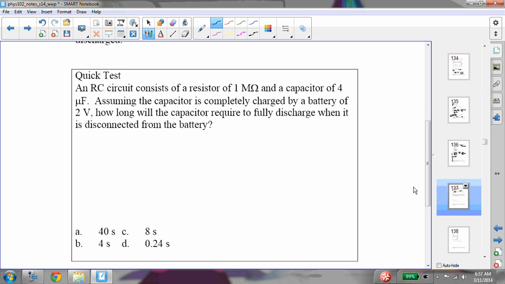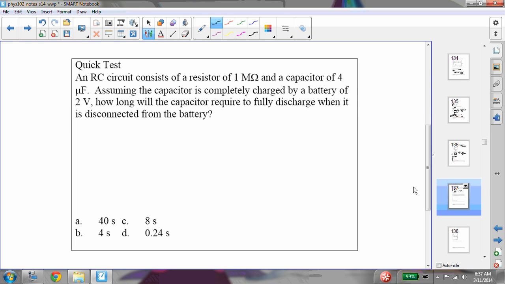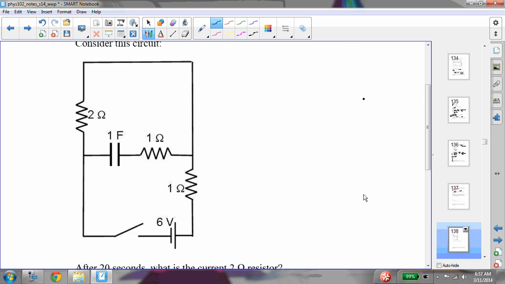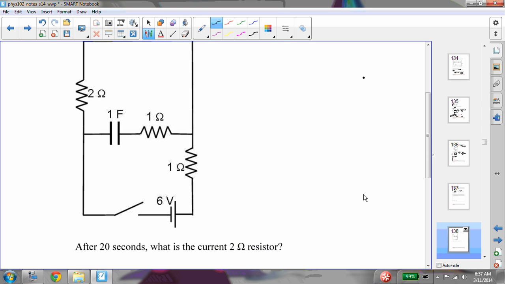All right? Why don't you try this quick test? This is just sort of a basic thing. You'll need to calculate what is the time constant and then take 10 times that time constant. And now let's consider this circuit. So I want to know, after 20 seconds, what is the current in the 2 ohm resistor? So at t equal 20, what is I? Now the time constant here is 2 seconds.